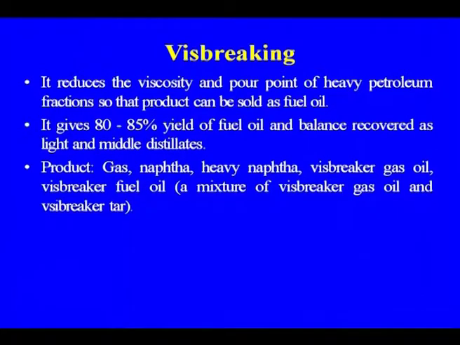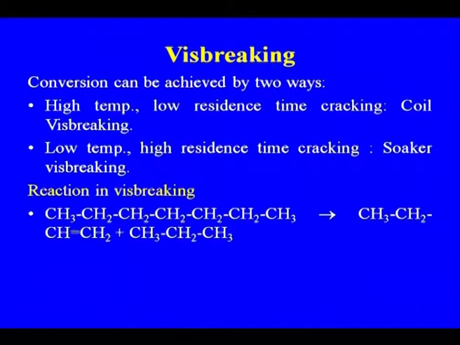Products which we are getting from the Visbreaking: gas, naphtha, heavy naphtha, Visbreaker gas oil, Visbreaker fuel oil, and the mixture of Visbreaker gas oil and the Visbreaker tar. Conversion can be achieved in two ways: high temperature, low residence time cracking, that is the coil Visbreaking; and low temperature, high residence time cracking, soaker Visbreaking. In both cases, our objective is just to break the heavier fraction into lighter fraction. Only by changing the residence time and the temperature, the type of product you are getting will vary.